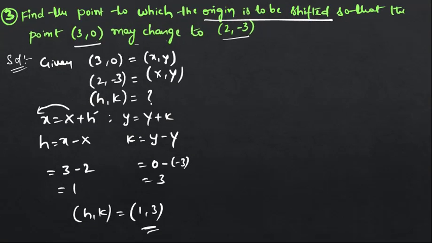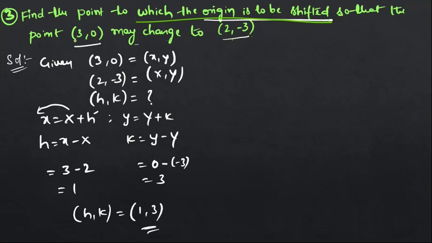Do the third question, right? So here find the point to which the origin is to be shifted so that the point 3 comma 0 may change to 2 comma minus 3. Here we need to find where the origin is to be shifted, means here we should find h comma k, right?